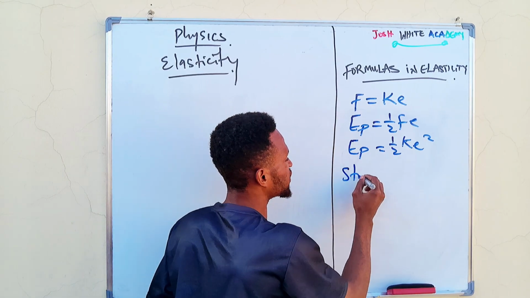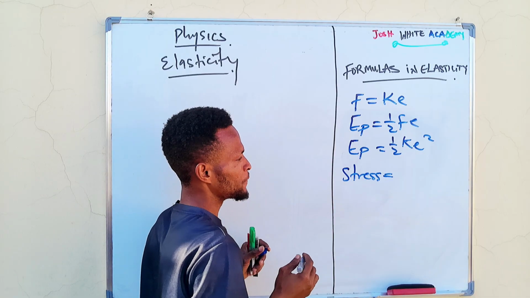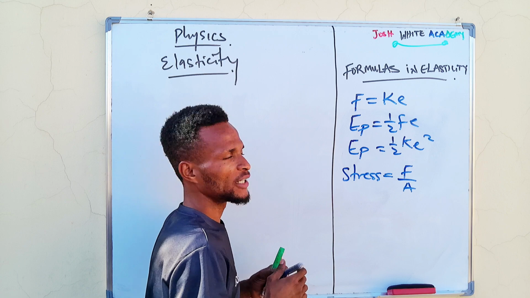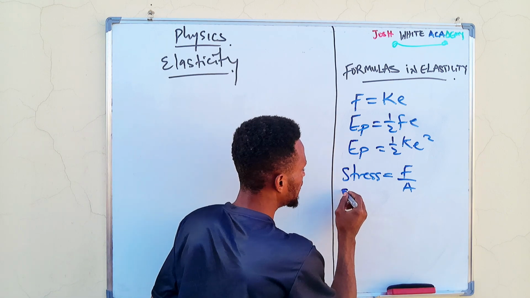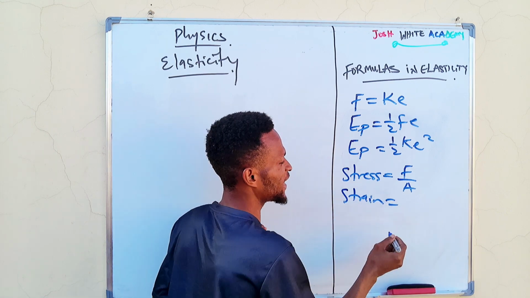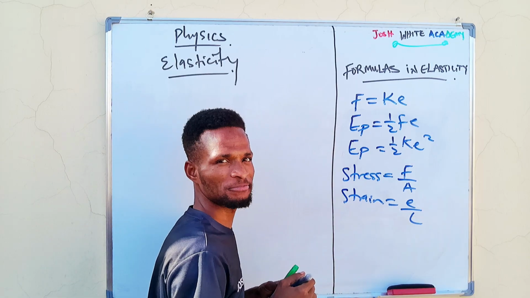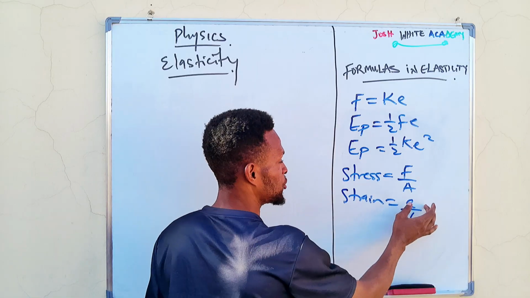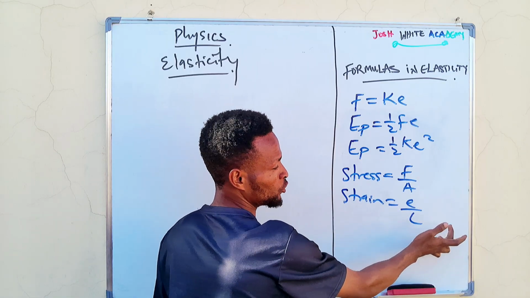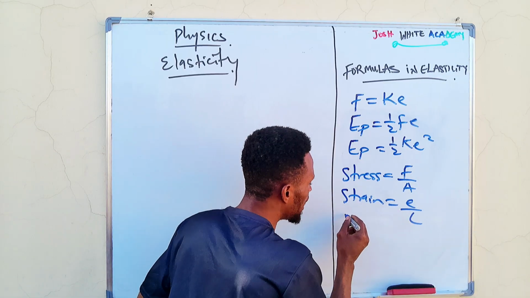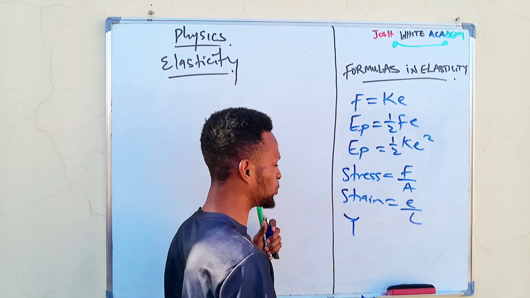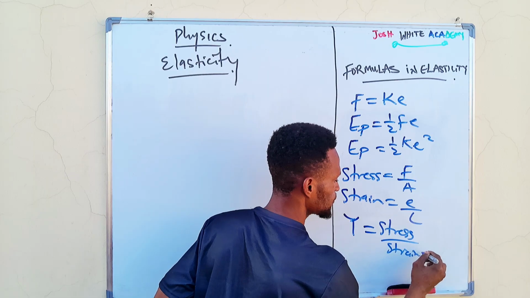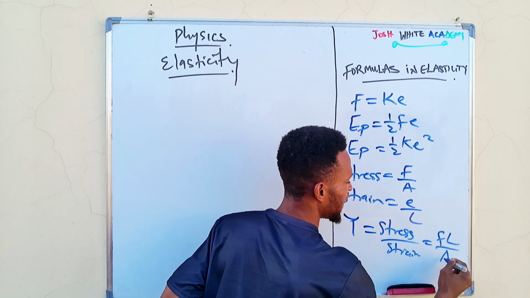Now, we have what we call stress. Stress is force all over area. Similar to pressure, we have strain. Strain is extension all over length. This one does not have any unit because extension is measured in meters, length is also measured in meters, so meter cancels meter. Then we have our Young's modulus, as we said previously, is stress divided by strain, which will give you FL all over Ae.